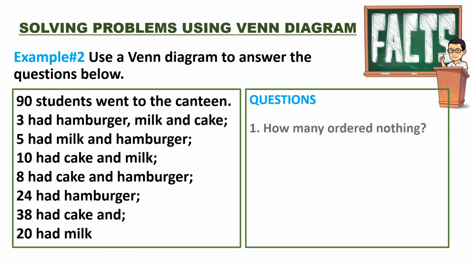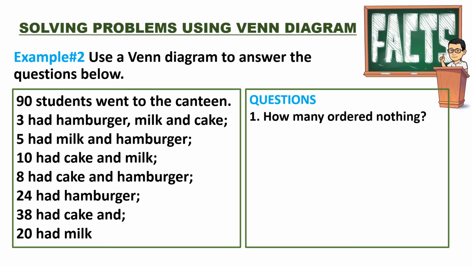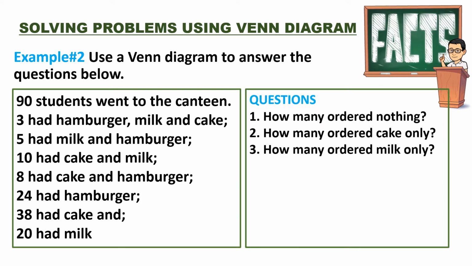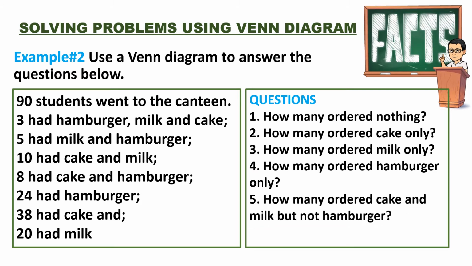The questions are: number 1, how many ordered nothing? Number 2, how many ordered cake only? Number 3, how many ordered milk only? Number 4, how many ordered hamburger only? And lastly, how many ordered cake and milk but not hamburger?